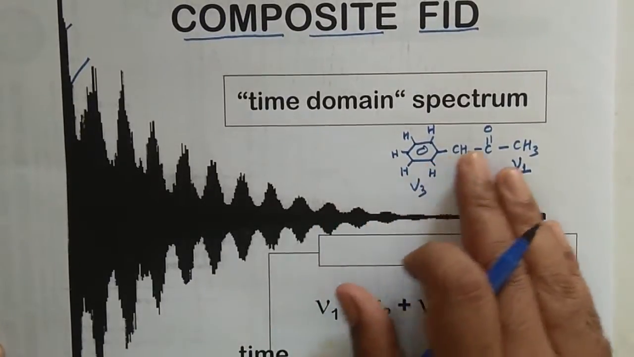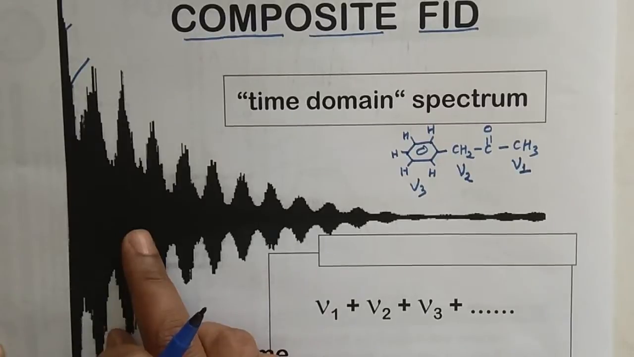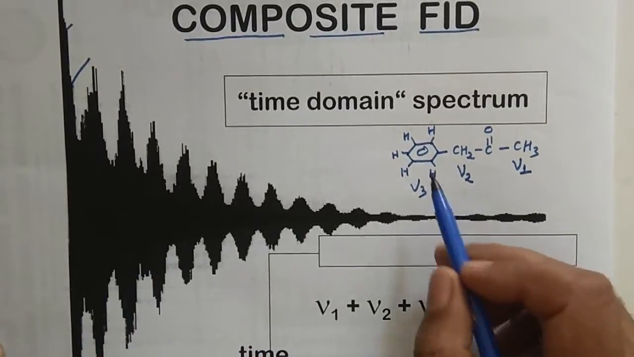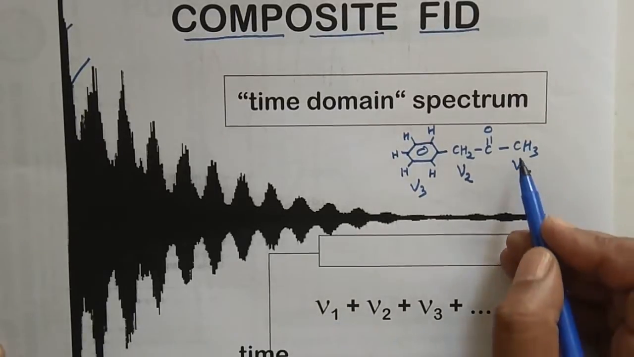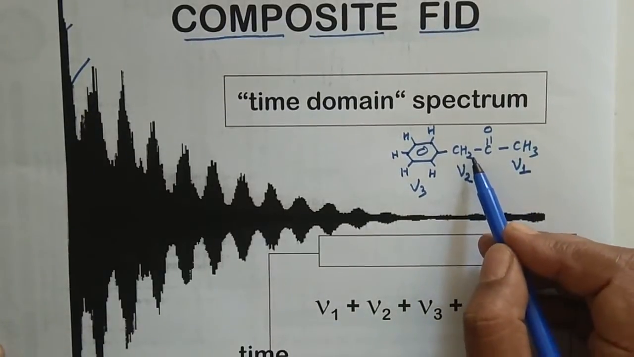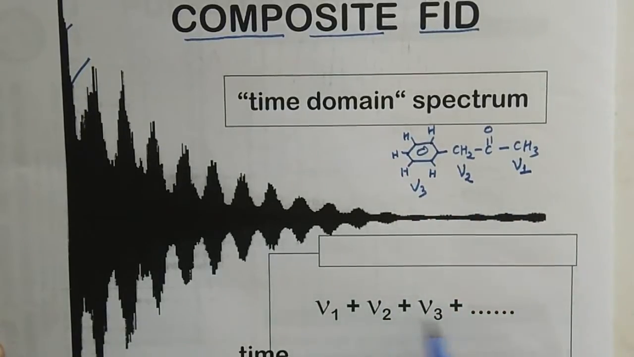If 10 different kinds of hydrogens are there, then 10 frequencies would be there, and those 10 would be added together to make this FID. But right now, in the case of phenylacetone, only 3 frequencies are there, that means the set A protons CH3, set B protons CH2, and set 3, the phenyl protons, are adding together to make this FID. Okay, so this was the concept of the FID.